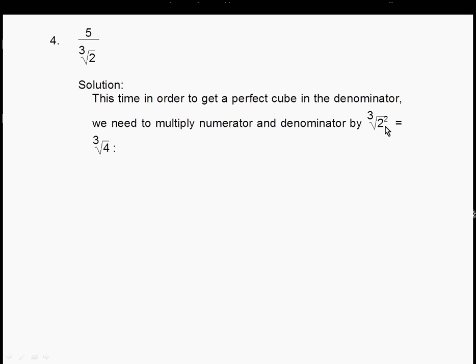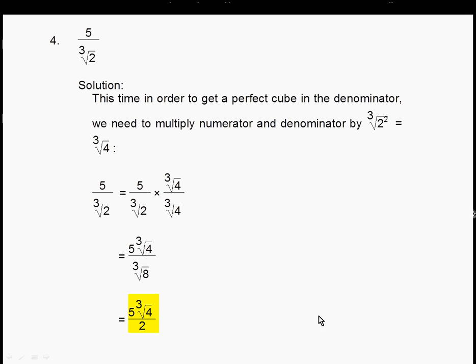So I need to multiply the top and the bottom by the cube root of 2 squared. Okay, because 2 times 2 squared will give me 2 cubed. So remember the cube root of 2 squared is going to be the cube root of 4. So I have 5 cube root of 4 upstairs, cube root of 8 in the denominator, and the cube root of 8 is 2. Nothing else happens. Okay, the 4 and the 2 can't cancel because the 4 is under the cube root.